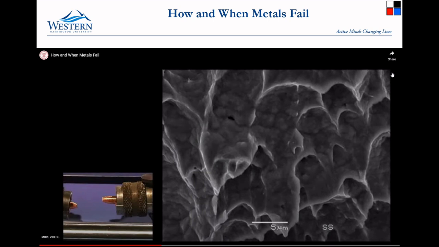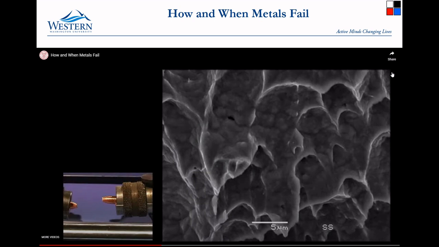If it fails in a brittle mode, so it's not ductile anymore, the material was too hard or some other thing that caused it to fail, it will not have this surface. It's a lot smoother and it will just be gone. And it also fails on 45-degree angles in shear.